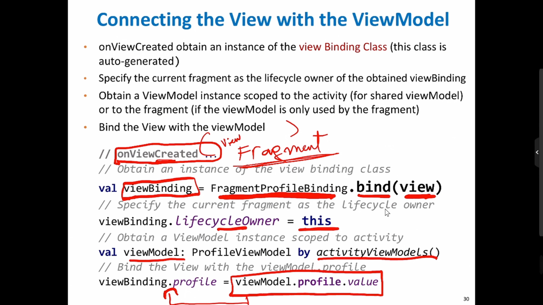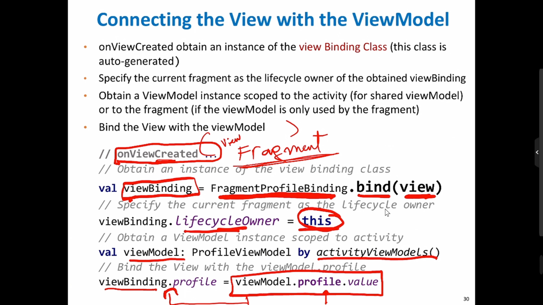In onViewCreated, once the view is created, you create an instance of the view binding. You set the lifecycle of the view binding to the fragment. This code is the same; you just need to reuse it again and again. It's exactly the same code. And then you take some data from the view model and assign it to the data that you declared in your view binding. This is how you link properties in the view model with the data that you declared in your layout. Okay.